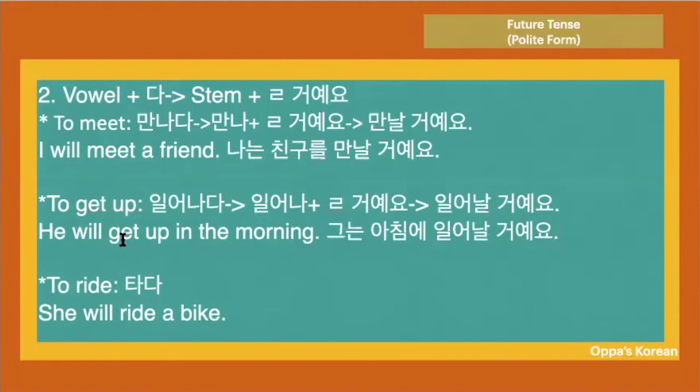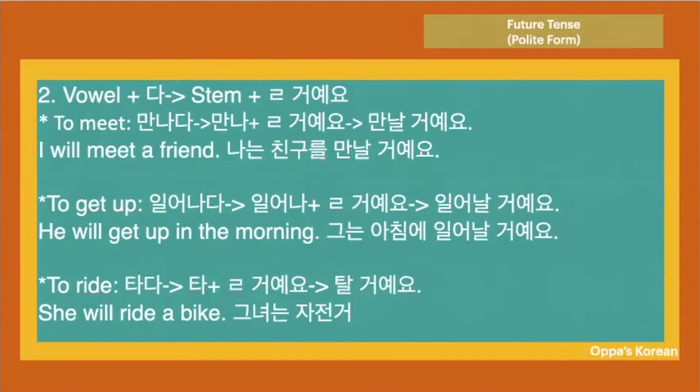Another example, to ride. 타다, find the stem. Stem is 타, plus ending ㄹ 거예요. So it goes to 탈 거예요. She will ride a bike. She is 그녀, subject marker, 그녀는. A bike, 자전거, and 자전거 is an object, so object marker, 자전거를, will ride, 탈 거예요.